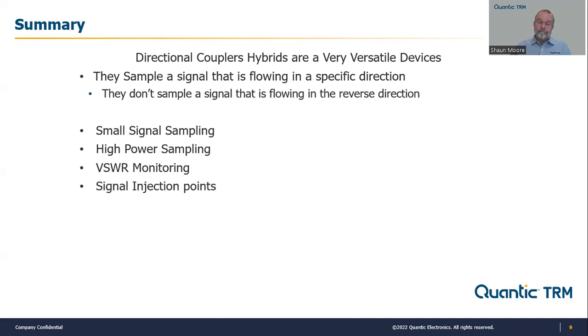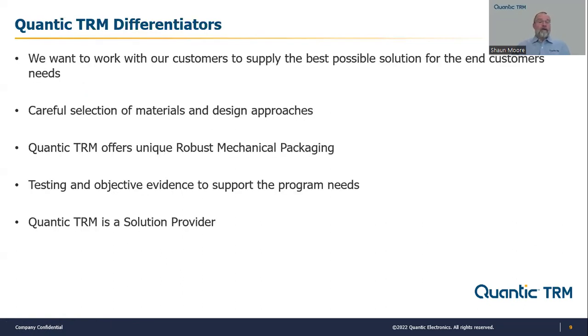Terrific. And can you maybe just tell us a little bit about what's different about the way Quantic TRM interacts with customers? Sure. So basically, at Quantic TRM, we like to work with our customers. We like our customers, and really we like to make sure that the device that you receive is the exact device that you need. So we make sure that we select the design approach, the design materials, and we package things in a way that is consistent with how you need your components.